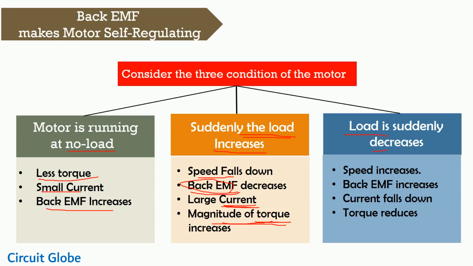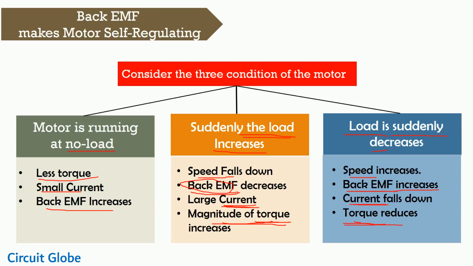Now consider the third condition where we are decreasing the load, meaning the motor is running and suddenly we reduce the load across it. If the load reduces, that means the speed of the motor increases. Speed increases means back EMF also increases. Back EMF is inversely proportional to the armature current. So if the magnitude of back EMF increases, that means the current falls, and current is directly proportional to the torque. So if current falls, that means the torque also reduces. Here we are reducing the load, that means we need less torque for the motor. So with the help of the back EMF, we reduce the torque.